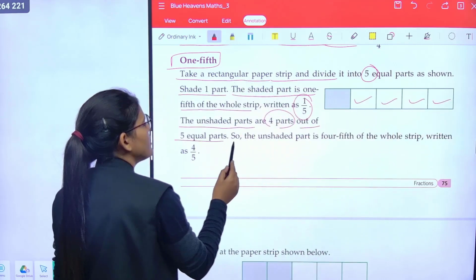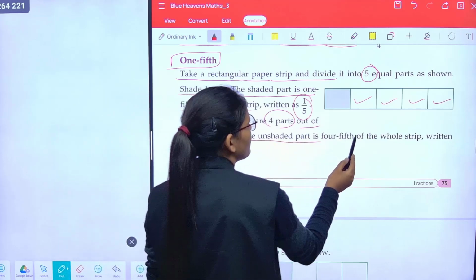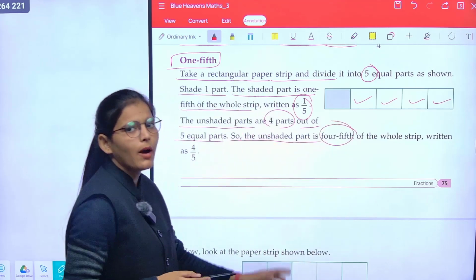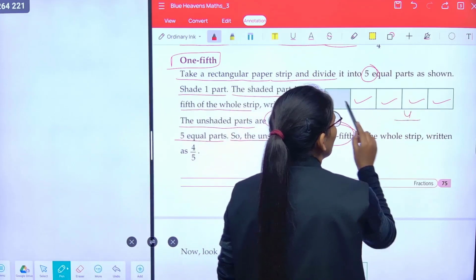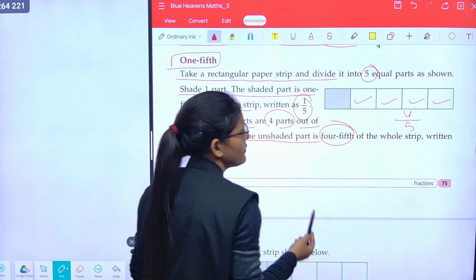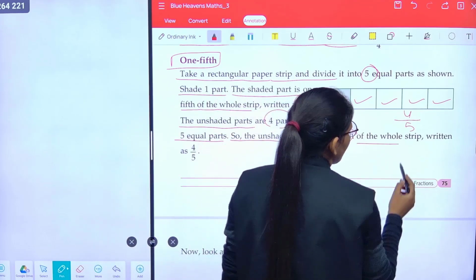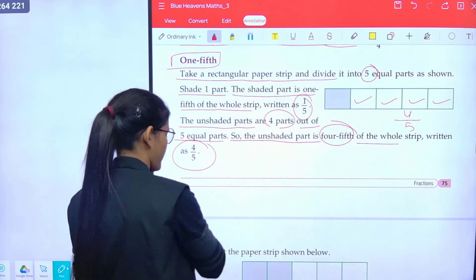Out of 5 equal parts, the unshaded part is 4/5, because 1, 2, 3, 4. Four parts are unshaded, and the total we have is 5. So it is 4/5 of the whole strip, written as 4/5.